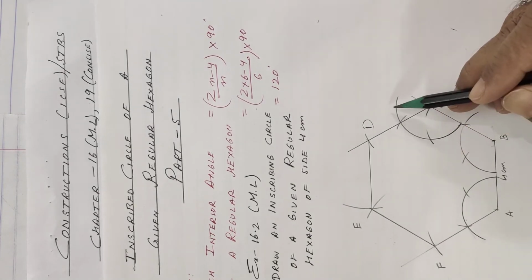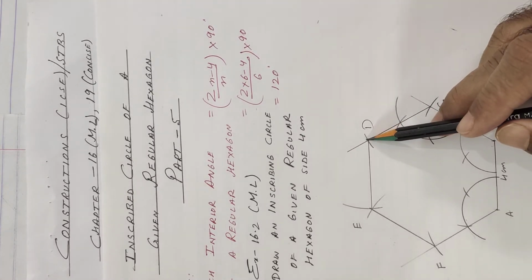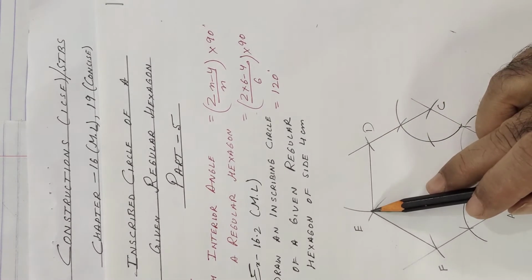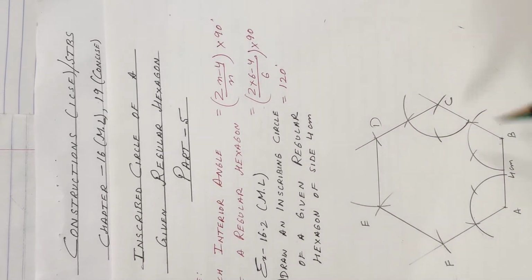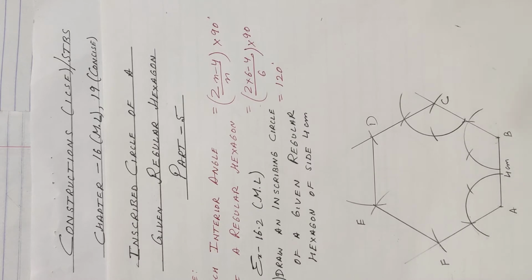At C again we draw a 120 degree angle, we cut it at D, and from D again we cut 4 centimeter, and from F we cut 4 centimeter at D. Remember we have drawn three 120 degree angles. This is all about a hexagon.